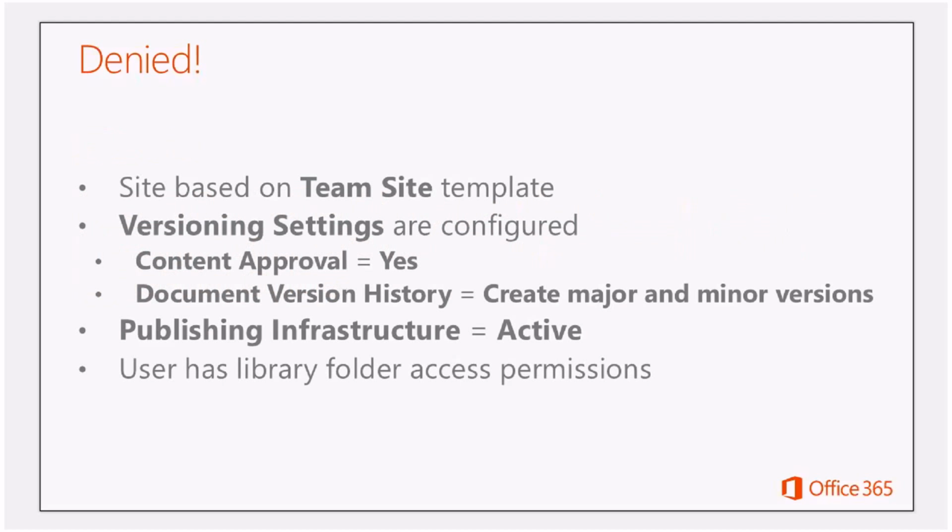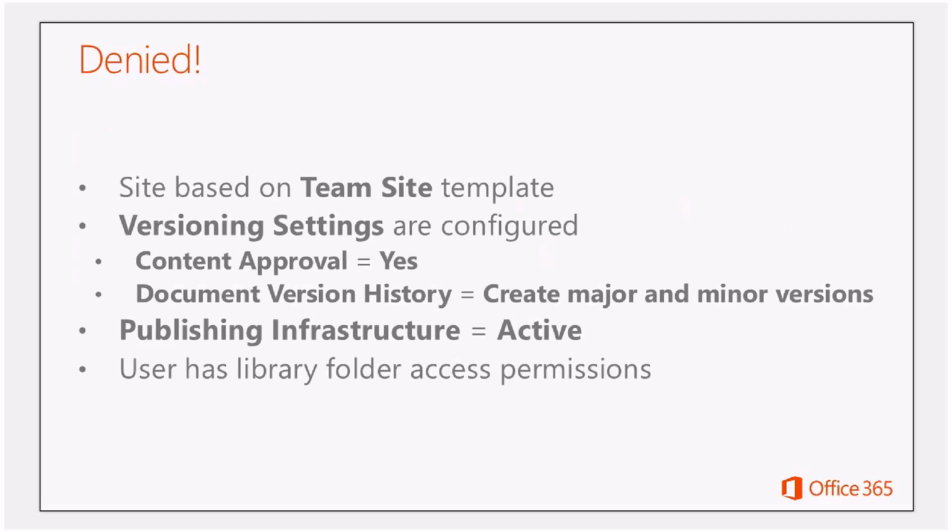So you have a SharePoint Online site that's using the team site template. In the team site, you have a document library. The versioning settings option under the library settings are configured as follows. And this is what's causing that issue. The content approval is set to yes. Document version history is set to create major and minor draft versions. The SharePoint Server Publishing Infrastructure feature is set to active for the affected site collection.